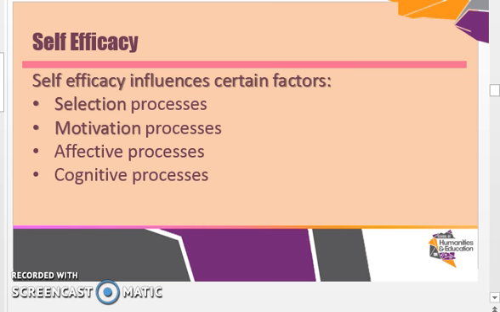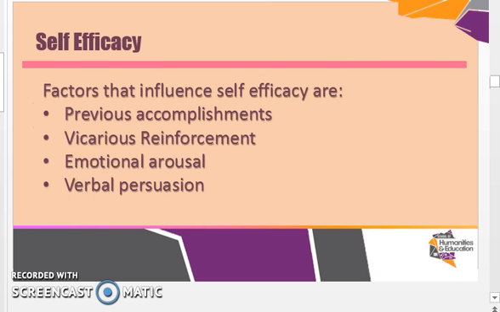How can we therefore seek to build self-efficacy in students? There are four major factors that influence self-efficacy. There are previous accomplishments, vicarious reinforcement, emotional arousal, and verbal persuasion. What we take note of is that persons who have achieved success in a particular area or field will tend to do better again. We take note that students who see other persons being successful in the field are more motivated to actually try out as well. So I see someone doing it, they can do it, so I can do it too.